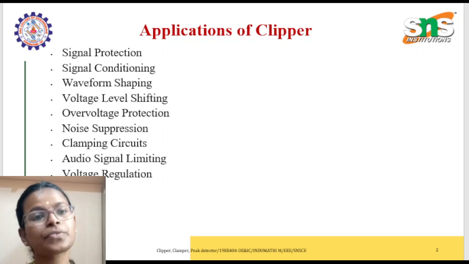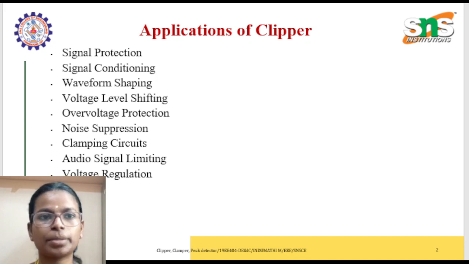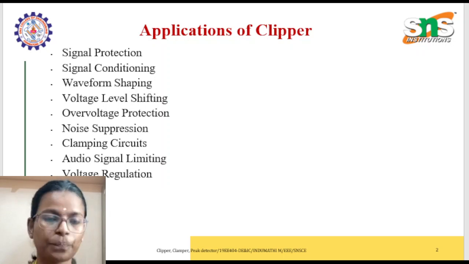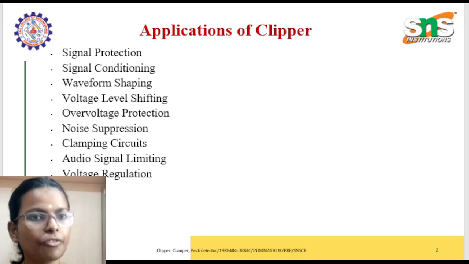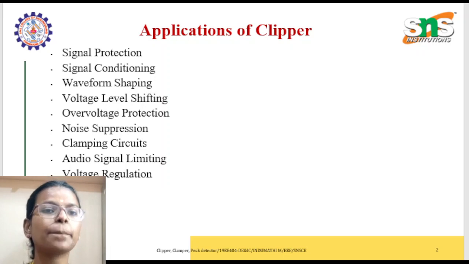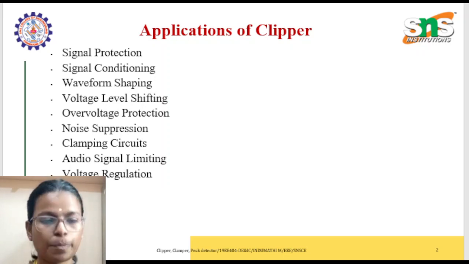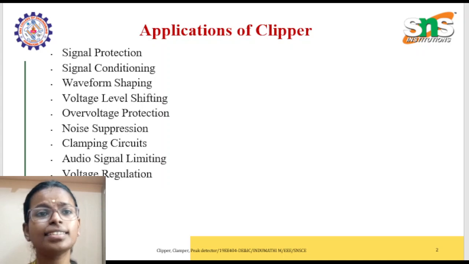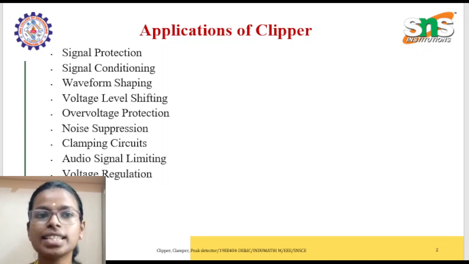Next one is signal conditioning. We can condition the given signal by using clipper. The main application of clipper is waveform shaping. We can shape the waveform by giving the reference voltage. It depends on the reference voltage. We can shape the waveform here. We'll discuss it in the next slide. Next one is voltage level shifting.